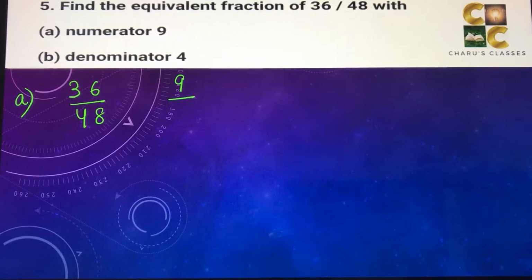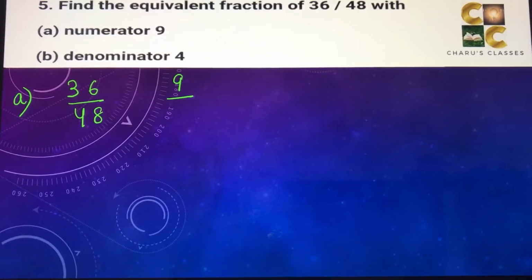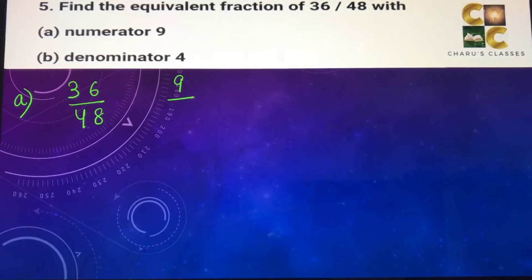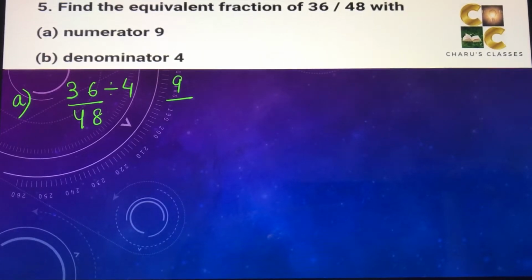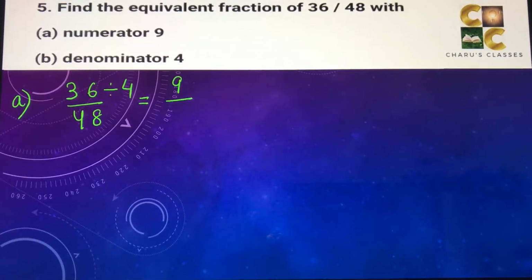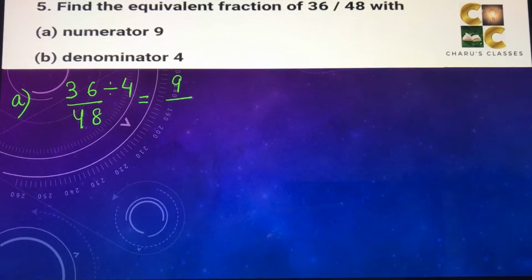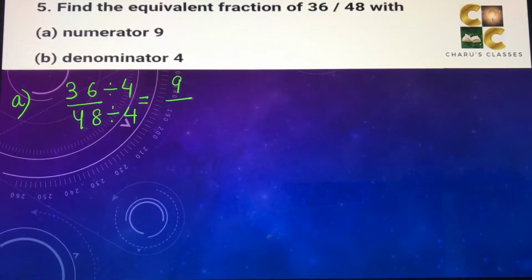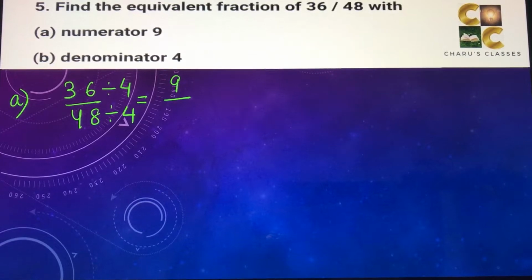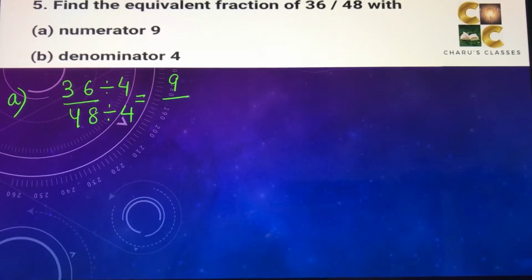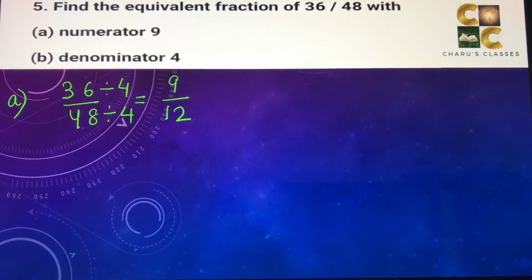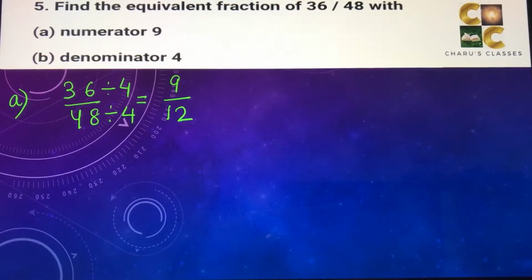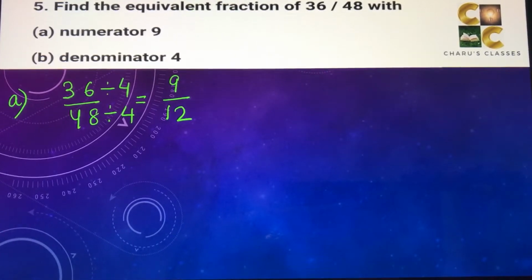तो हमें पता है कि 9 4s are 36 होता है. That means हम 36 को अगर 4 से डिवाइड करते हैं तो we are getting 9. So अगर हम 36 को 4 से डिवाइड कर रहे हैं तो 48 को भी हमें 4 से ही डिवाइड करना होगा. So we have 48 by 4 is 12. So here the equivalent fraction of 36 by 48 is 9 by 12.